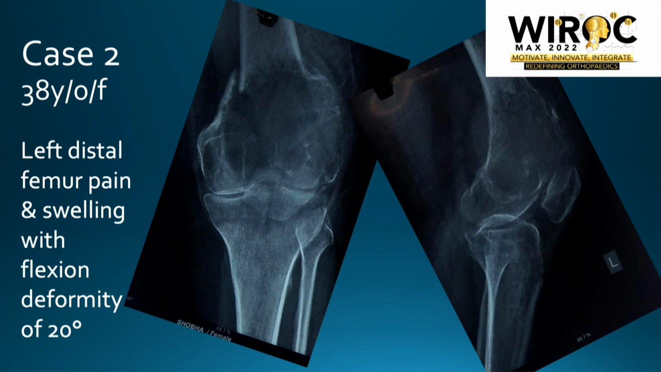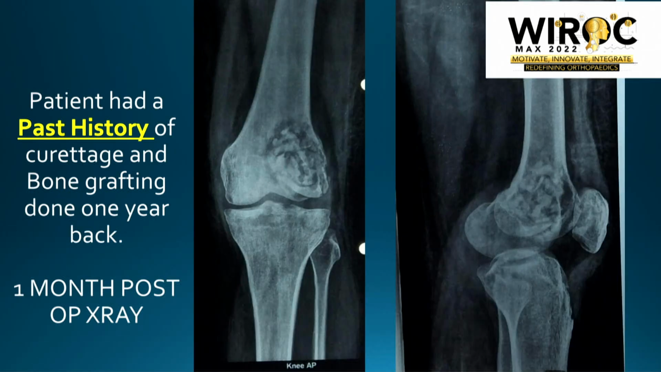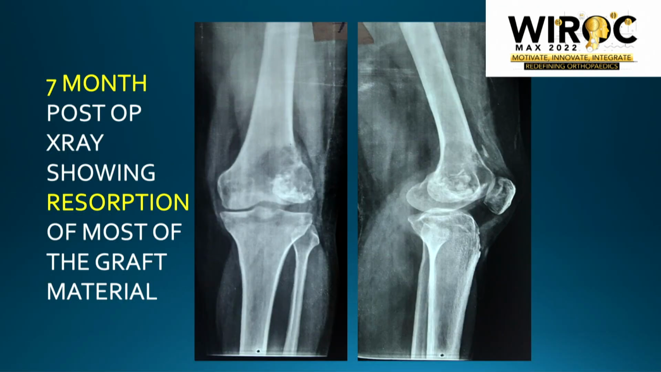The second case is a 38-year-old female who presented to us with a left distal femur pathological fracture following a history of trivial trauma. The patient actually had a history of intralesional curettage done 1 year back, and this is the 1 month post-op X-ray where we can appreciate the bone graft in situ. However, this is the 7 month post-op X-ray where we can see resorption of almost the entire bone graft.